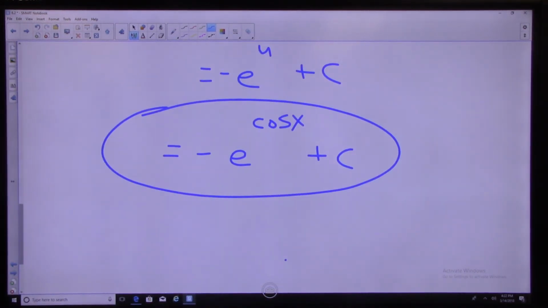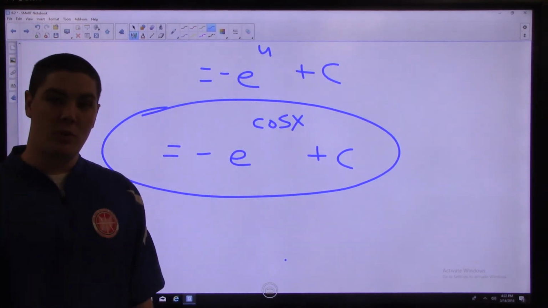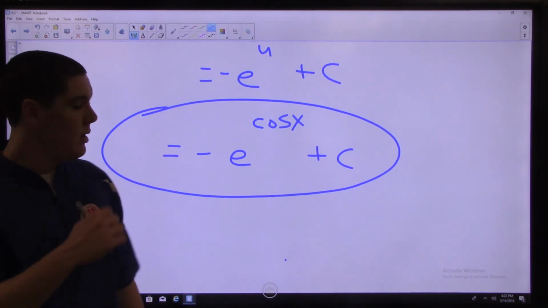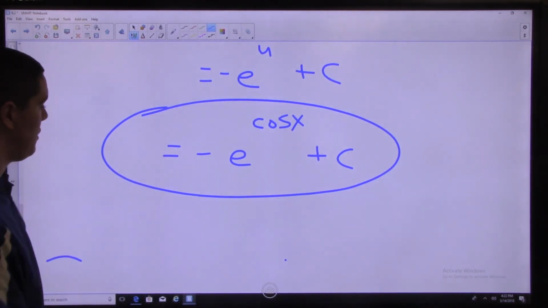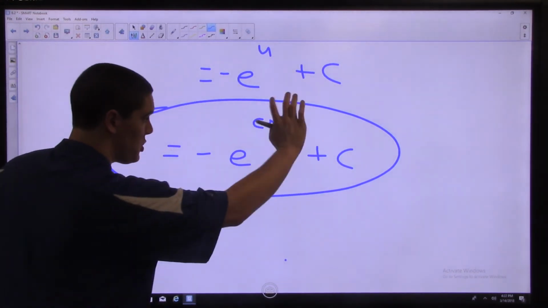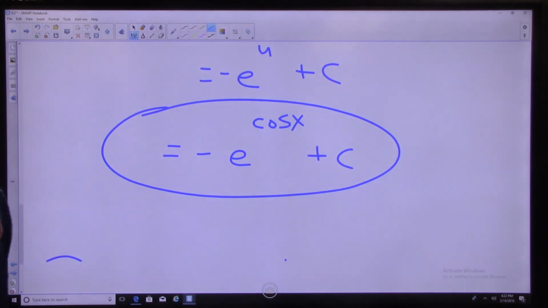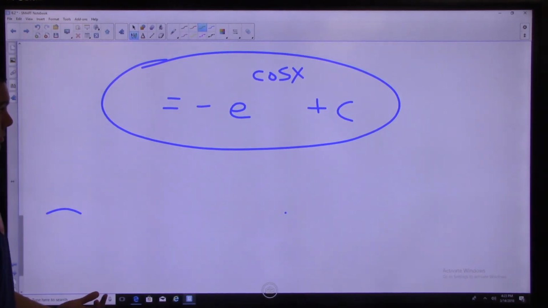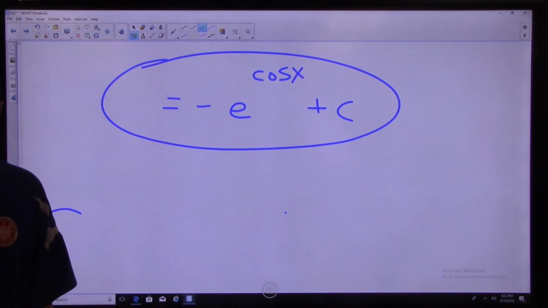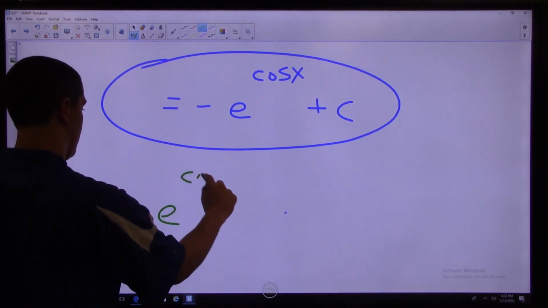So with this, you've got to use chain rule because you've got a function inside a function. So remember, you have to take the derivative of the outside function, keeping the inside alone right away, and then multiply by the derivative of the inside function. So the outside function here is negative e to a power. If we take the derivative, isn't that just negative e to that same power? So the derivative of the outside function is just what we have, negative e to the cosine x.